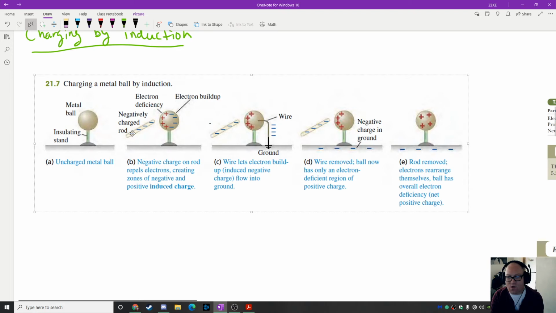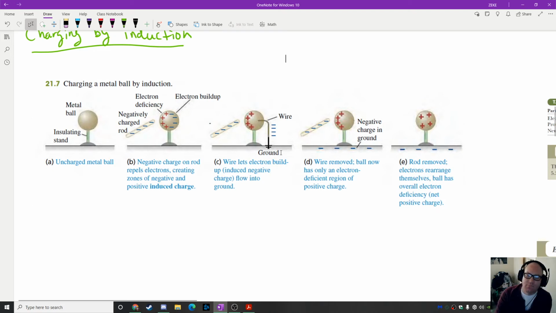It does not require contact, right? All we did was bring a rod really close, and we used a wire to basically siphon off the electrons. And then once we've done that, what we're left with is a positively charged object. And the ground is now slightly more negatively charged, although the Earth being slightly more negatively charged is not going to make really any difference, right? So that's what we call charging by induction, okay?